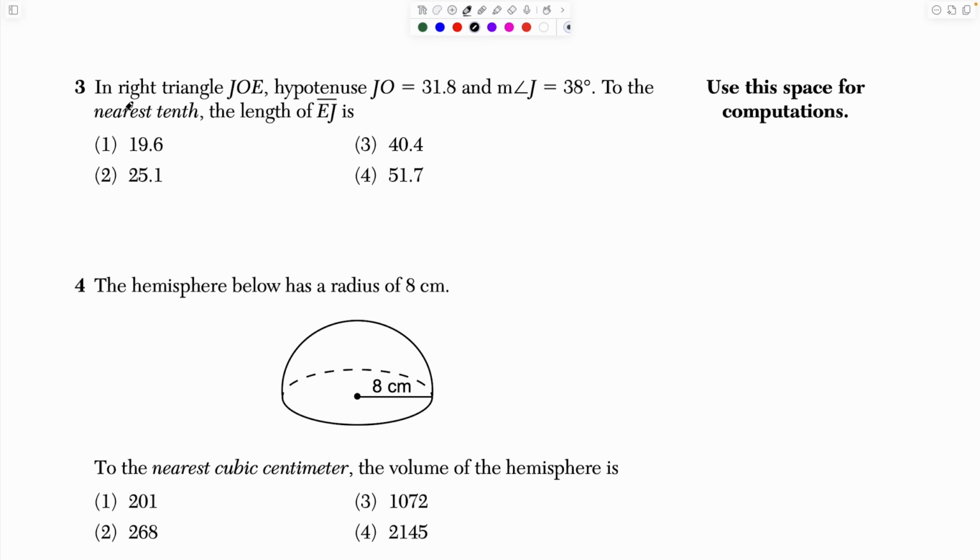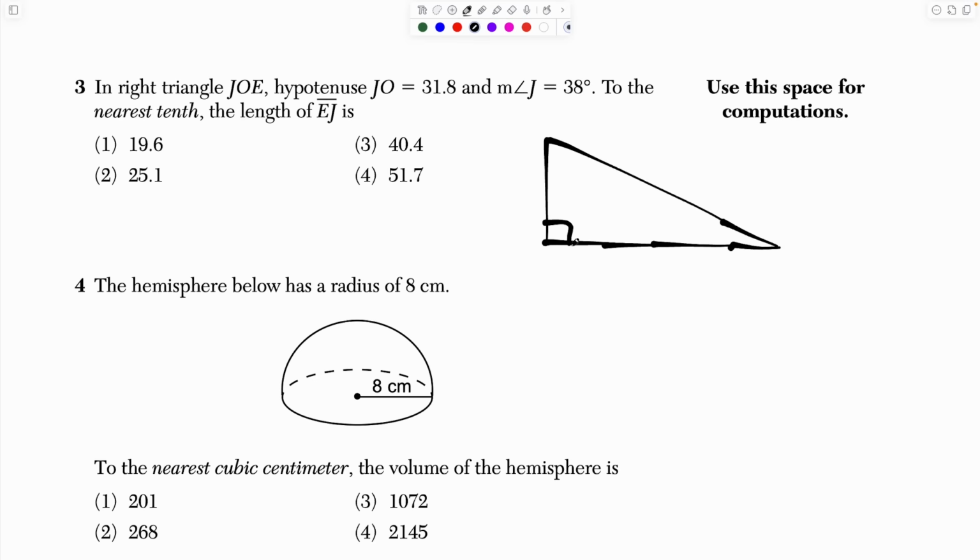Question 3: In right triangle JO, hypotenuse JO equals 31.8, and the measure of angle J equals 38 degrees. To the nearest tenth, the length of EJ is, and we have these 4 options to choose from. For a question like this, you should absolutely draw this out. We don't necessarily have to draw this to scale, but what I am going to draw here is a right triangle.